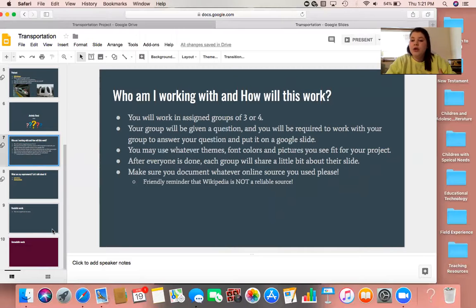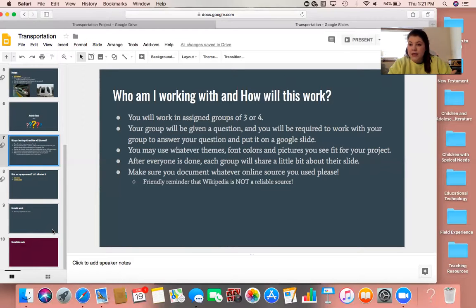So I assigned them in groups of 3 or 4. They were already sitting at desks, and so I just said, this group is this group is this group, and that's kind of just how I grouped them. I just grouped them really loose, really fast. And then I told them, your group will be given a question, and you'll be required to work with your group to answer it, and I made them put it on Google Slides. And then I told them you can use whatever themes, fonts, colors, and pictures you want for your project.